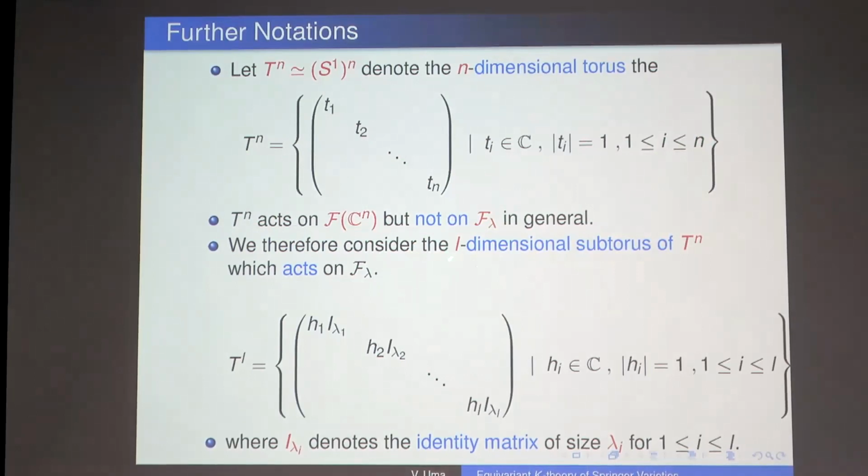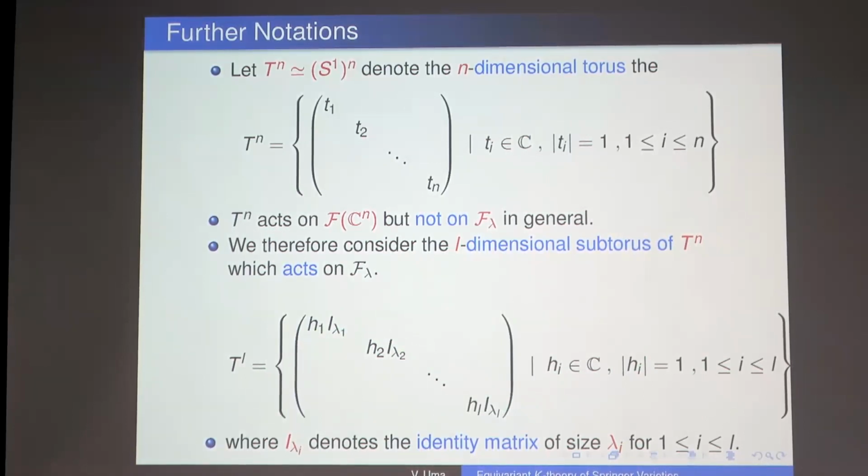For that, we choose an L-dimensional torus, where L is the number of Jordan blocks. We choose this torus consisting of scalar block matrices, where I_{λ_1}, I_{λ_2}, ..., I_{λ_L} are the identity matrices of sizes λ_1 × λ_1, λ_2 × λ_2, up to λ_L × λ_L, and the h_i are arbitrary scalars coming from S^1. So this is a torus which is isomorphic to (S^1)^L.